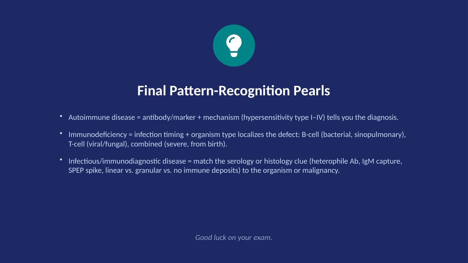For immunodeficiencies, consider when infections occur and what type of organism is causing them, as this narrows down the defect to B cell problems, which often present with bacterial infections in the sinopulmonary area, T cell defects, which usually lead to viral or fungal infections, or combined immunodeficiencies, which are severe and usually evident from birth. When dealing with infectious or immunodiagnostic diseases, match clues from serology or histology, like heterophile antibodies, IgM capture tests, protein electrophoresis spikes, or patterns of immune deposits in tissues, to the likely causative organism or associated malignancy.